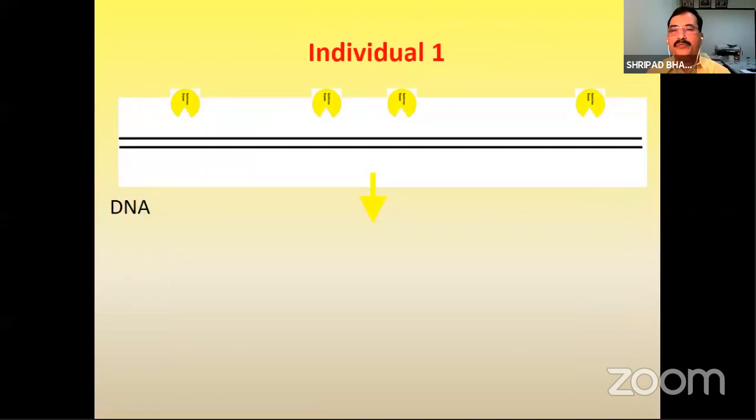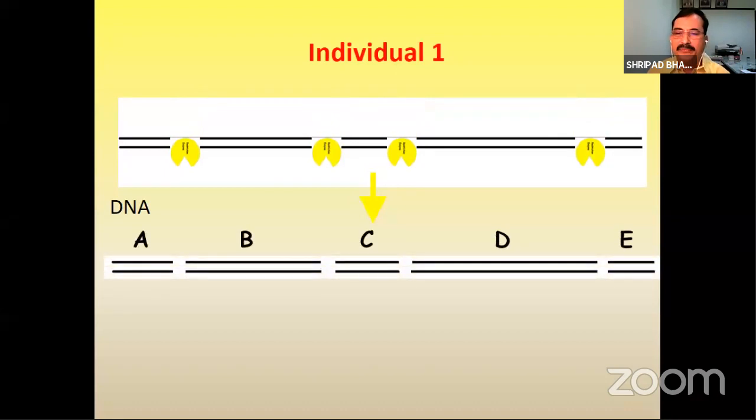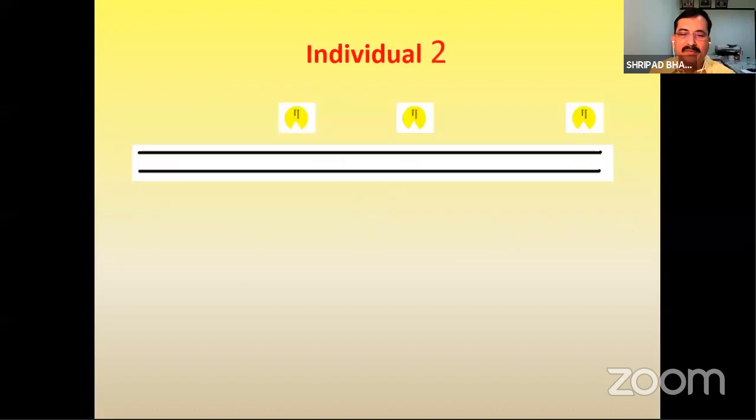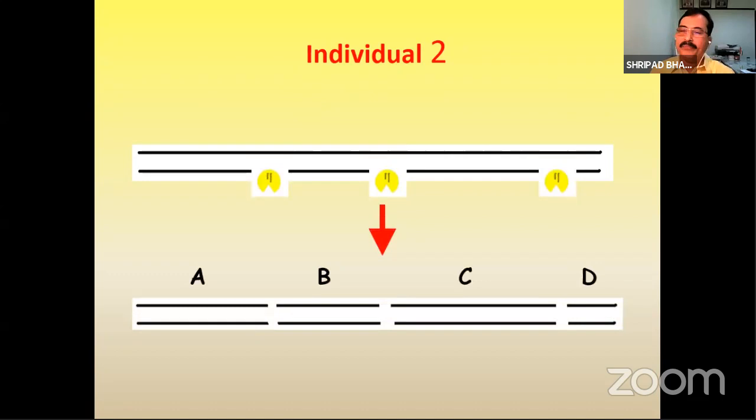Now, in individual 1, what happened? There are 4 restriction sites. Now you are getting 5 different segments of different lengths. Now individual 2, here you have got 3 restriction sites. 1 restriction site got lost. So now out of those, you have got different sizes of bands.